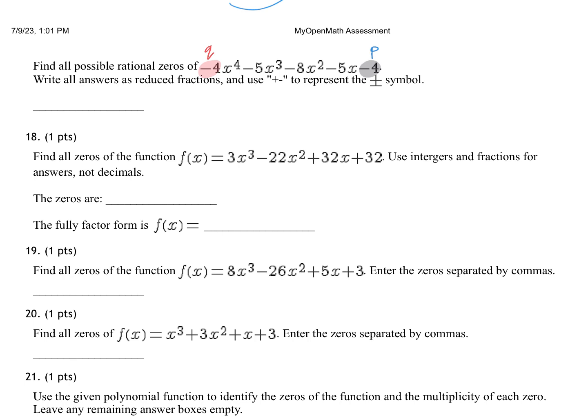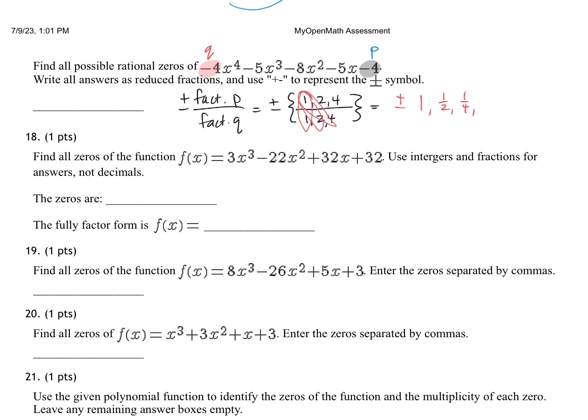So then you just make a list of all your p's over all your q's. So factors of p, plus or minus, over factors of q. So plus or minus 1, 2, 4. That's the only way you can multiply to get 4: 1 times 4 and 2 times 2. And that's the same on the bottom. And so then you have to make every combination that you can. So you'd have 1 over 1, 1 over 2, 1 over 4. So you'd have plus or minus 1, 1 over 2, 1 over 4.